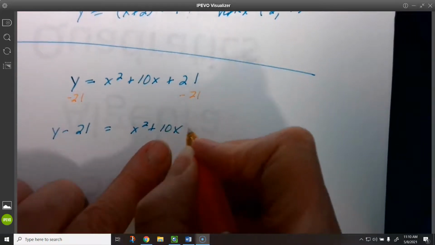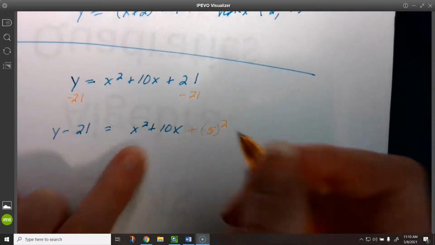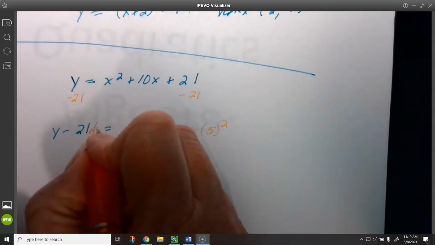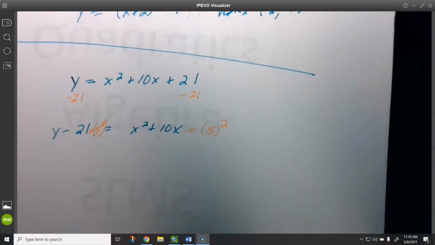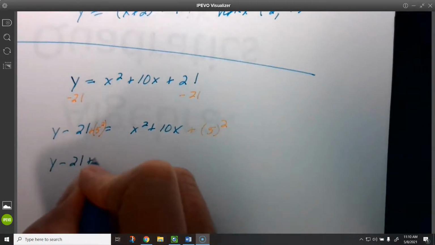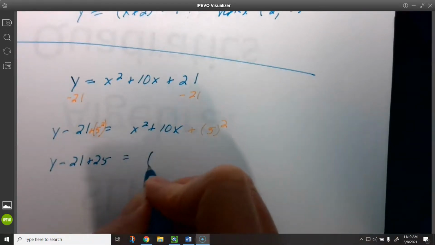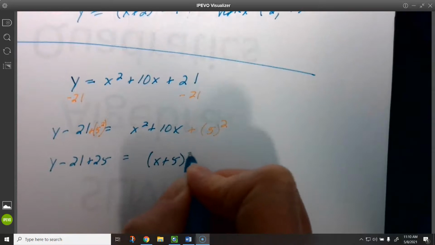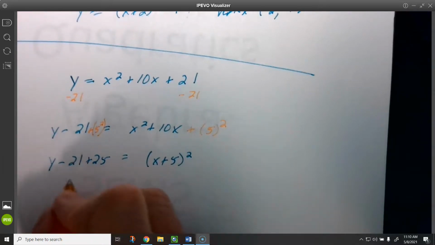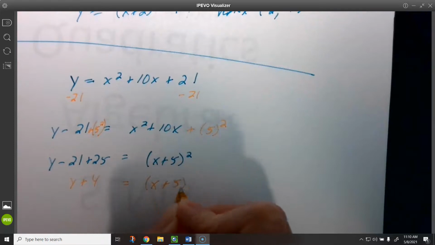Now I'm going to take half of the 10, that's 5. So I'm going to add 5 squared to both sides. I'm just going to cram it in here. Okay. And I get y minus 21 plus 25. Okay, and I'm going to factor this, and I get x plus 5 quantity squared. So that's y plus 4 is equal to x plus 5 quantity squared.